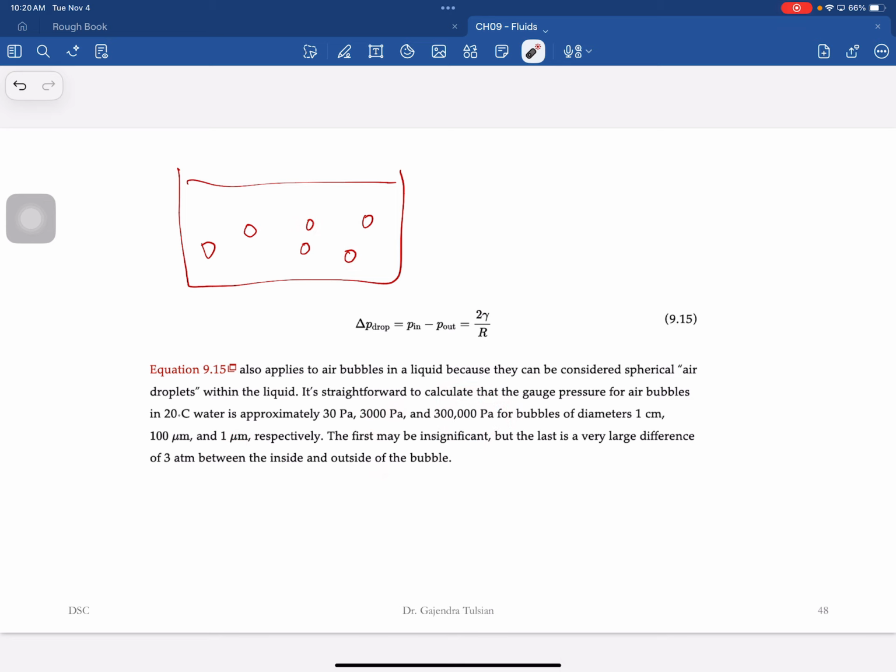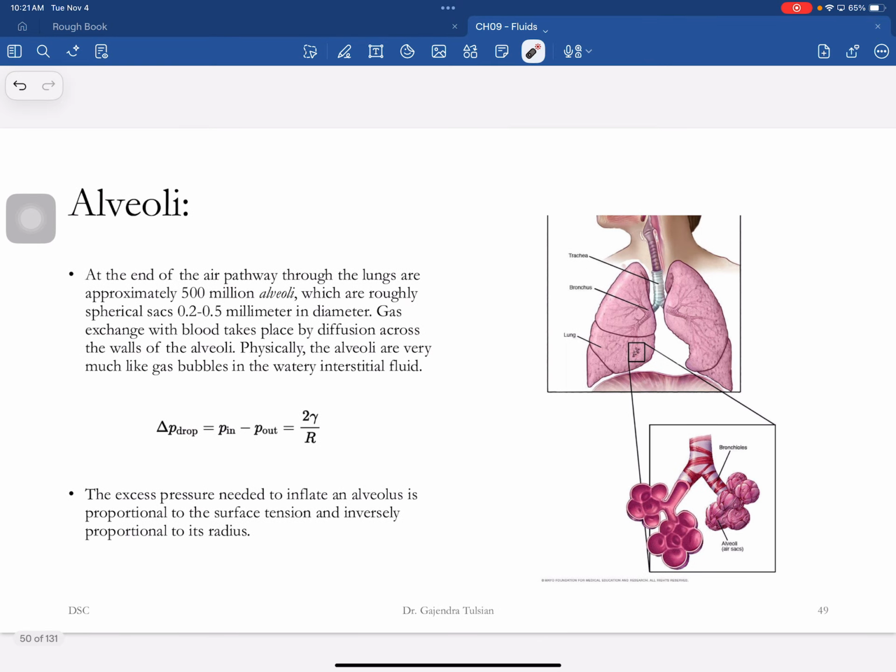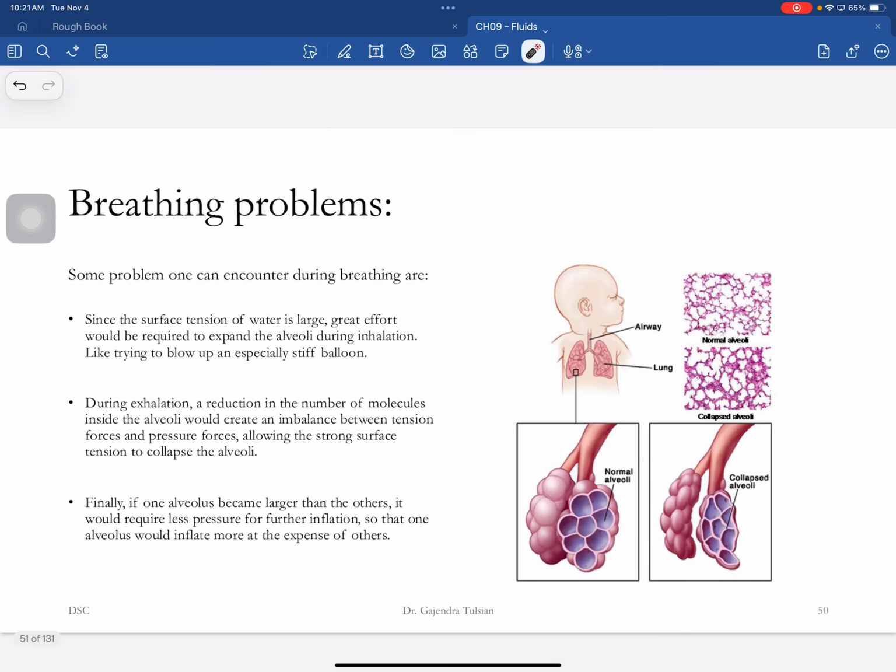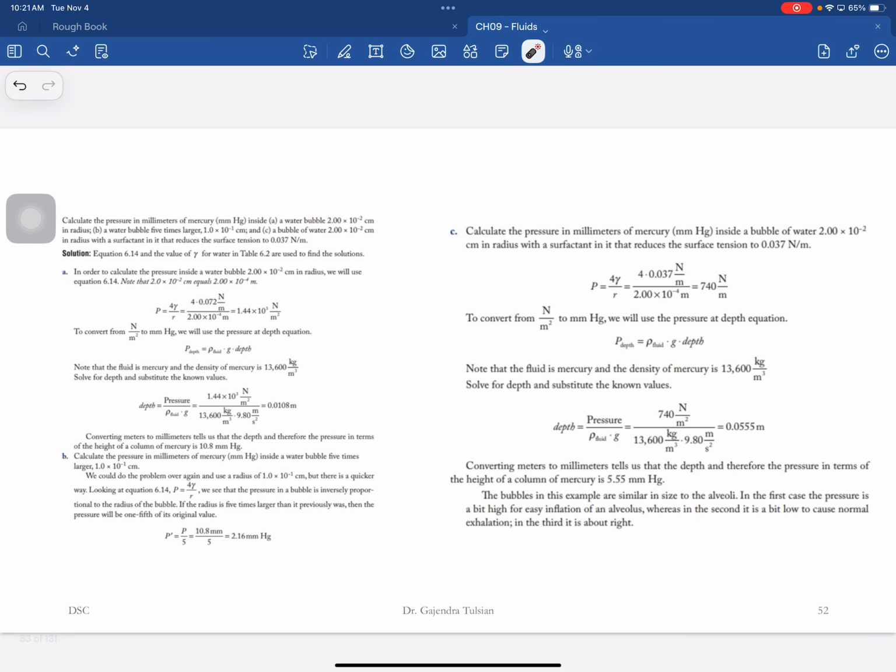So to be a small bubble is not easy. But the last is a very large difference, 3 atmospheres between the inside and the outside of the bubble, for a bubble that size. All right, so we will talk about.